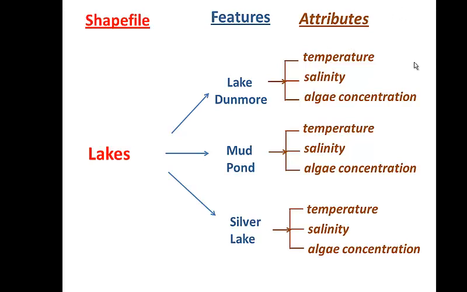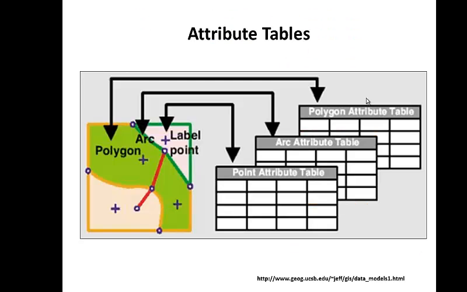For example, for each lake, we might store its temperature, its salinity, and its algae concentration. And the important thing is that these attributes have the same categories for all of the lakes. So all of this data stored and associated with a shapefile can be stored in what are called attribute tables. Each shapefile has its own attribute table. Each row in the attribute table corresponds to an individual feature or lake. Each column is going to correspond to a specific type of data.